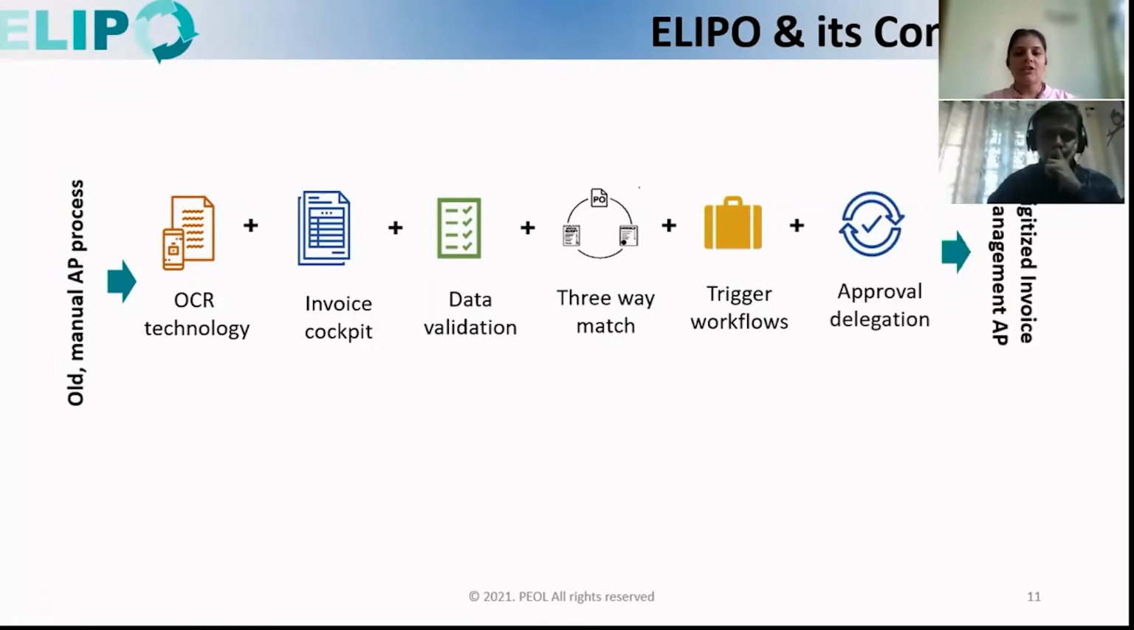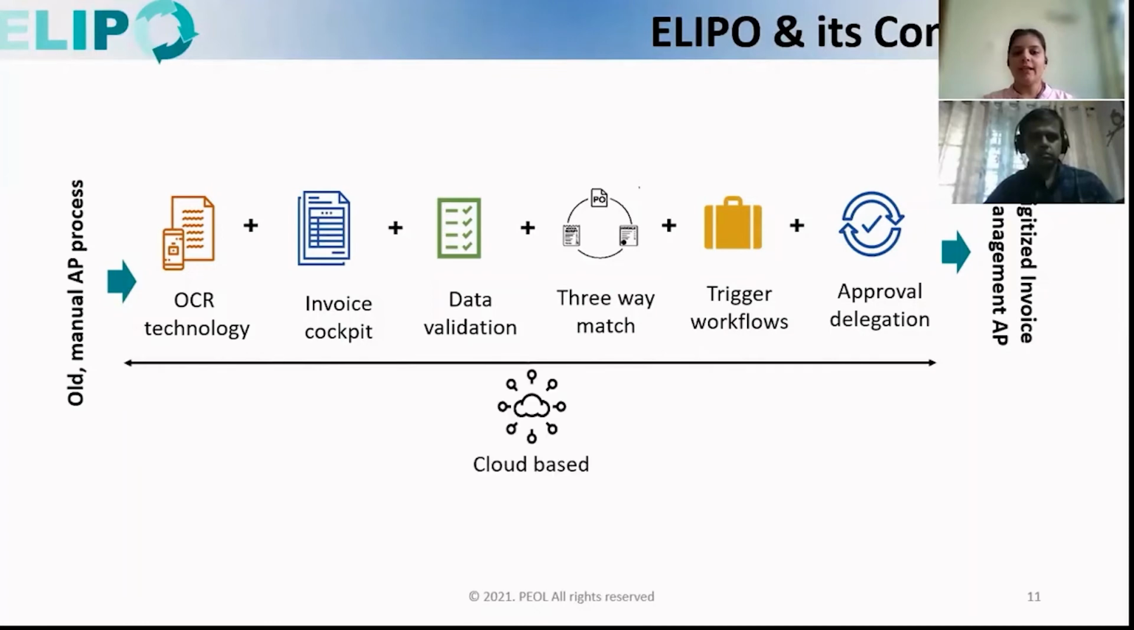So approval delegation, you can set the approval delegation. Let's say the first level of approval would be the CFO of the organization. Second level would be the head of accounts payable. Third level would be the finance manager. So you can set up multiple or series approval. At a time, 2 persons can also approve, maybe the CFO and then the head of accounts payable. So this kind of approval delegation can be set in ELIPO.